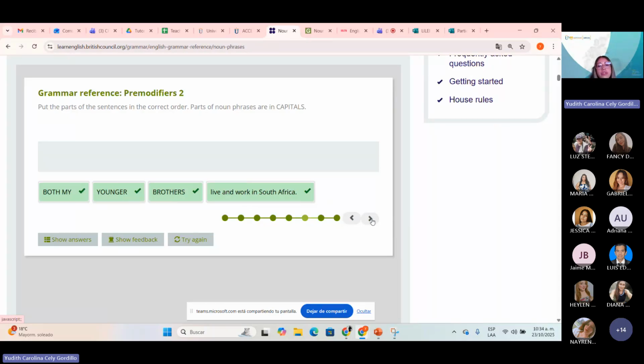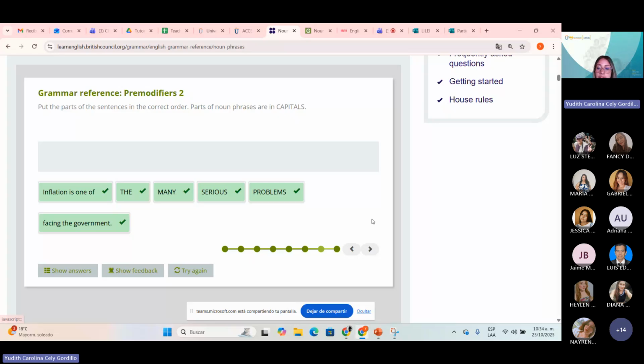Both my younger brothers live and work in South Africa. Inflation is one of the many serious problems facing the government. And the last one, Ronald's goal, one of the few exciting moments in the match. That's so perfect, students. You did an excellent job. And according to it, this is the idea.